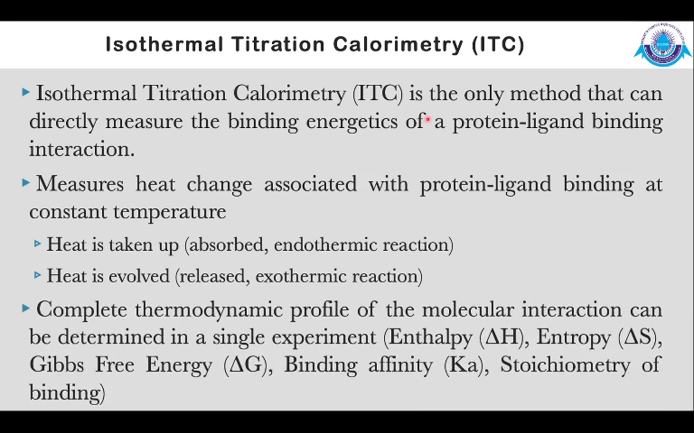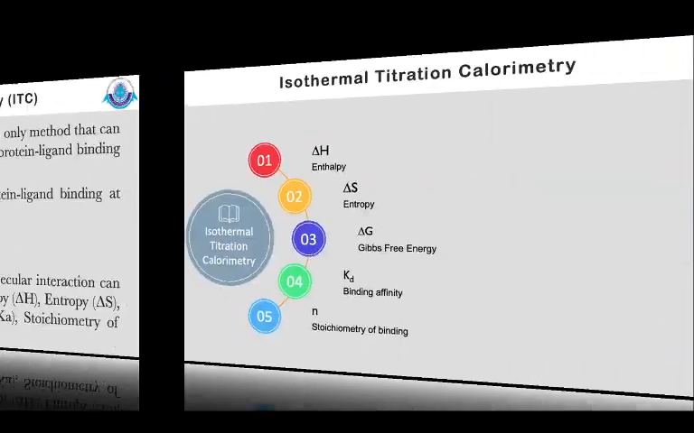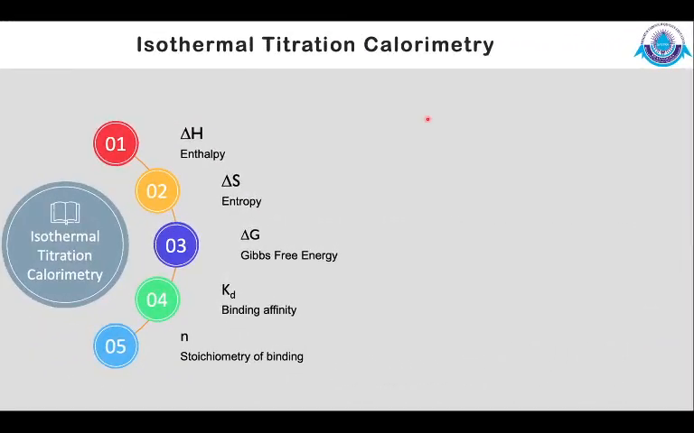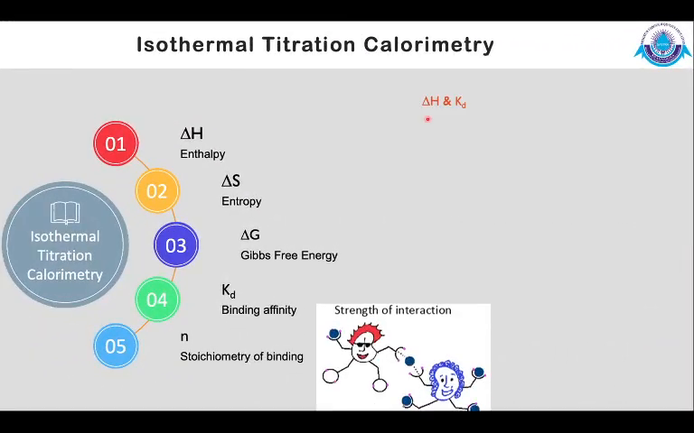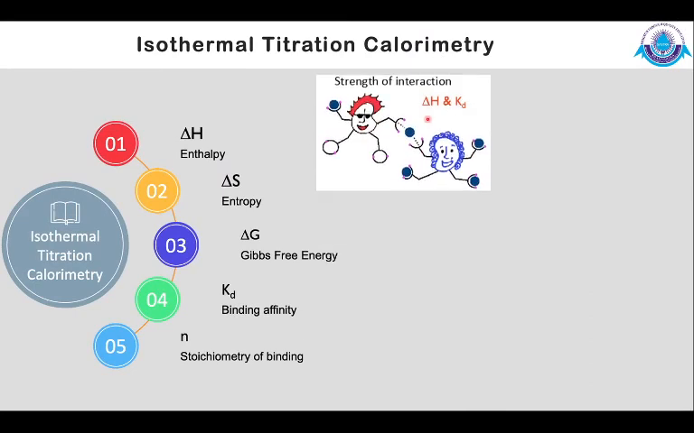This method provides us various thermodynamic parameters such as enthalpy, entropy, and so on in a single experiment. So what are the parameters that we can get out of an ITC experiment? We can get parameters that help us identify the strength of the interaction, that is delta H, the change in enthalpy, and also the binding affinity. These two directly let us know about the strength of the interaction or the efficiency of the binding.